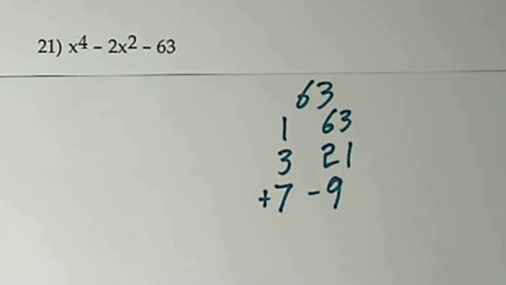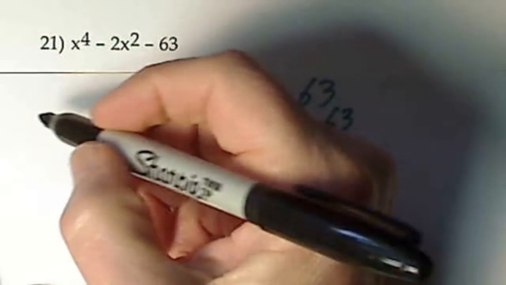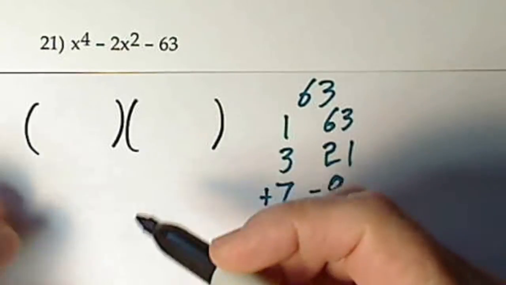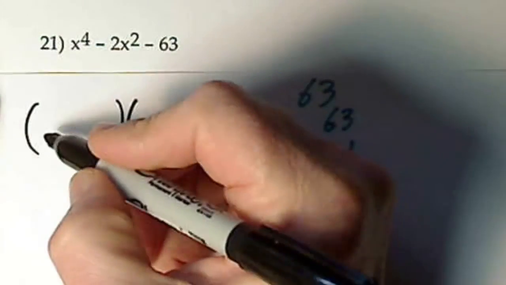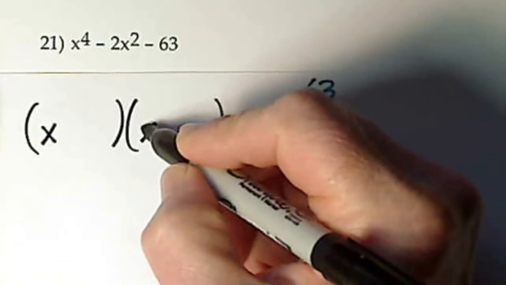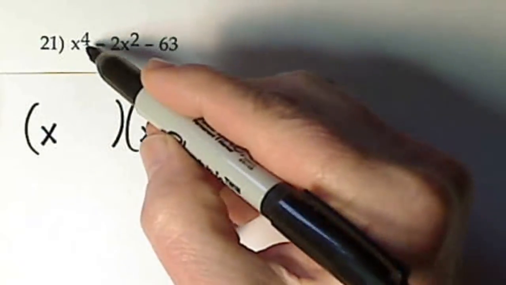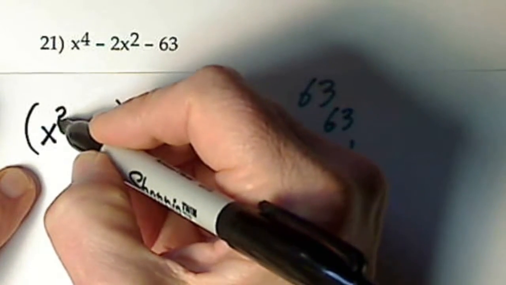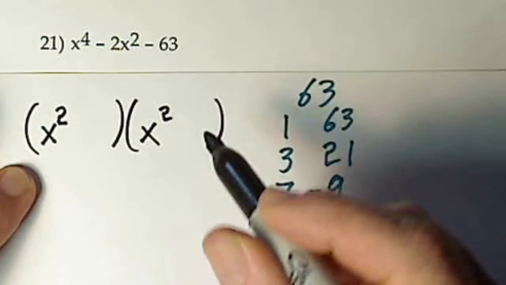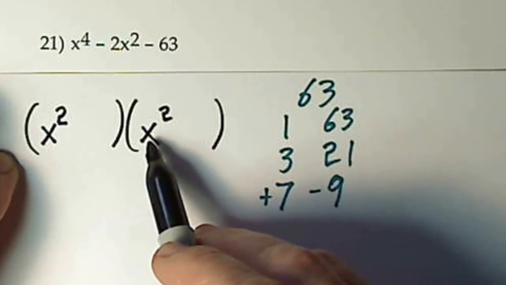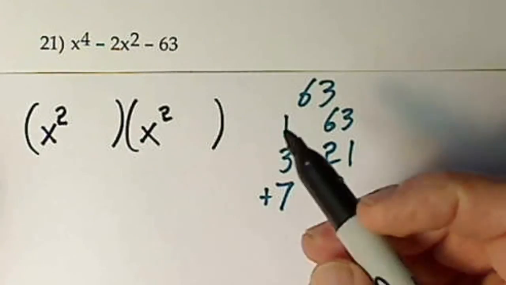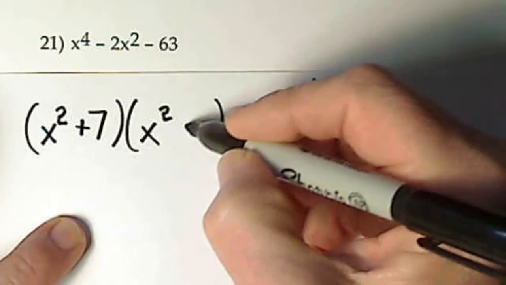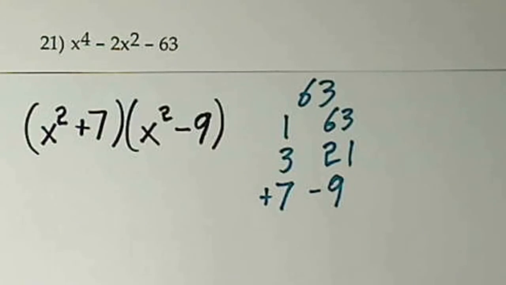So we're ready to show the factored form of this now. And what's a little unusual is usually this first term is x squared, so you simply put an x here and an x here. But if it's x to the 4th, I'm going to need an x squared here and an x squared here, because x squared times x squared is x to the 4th. Okay? And then I have a positive 7 and I have a negative 9.